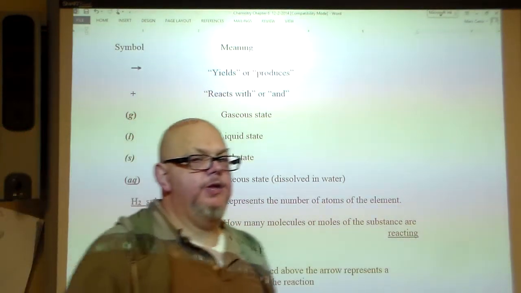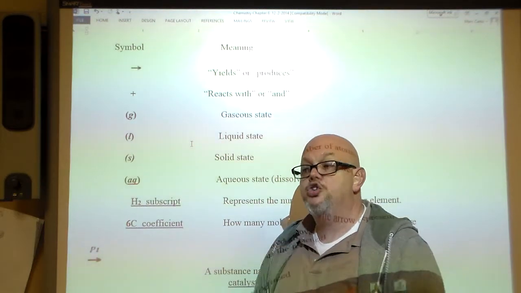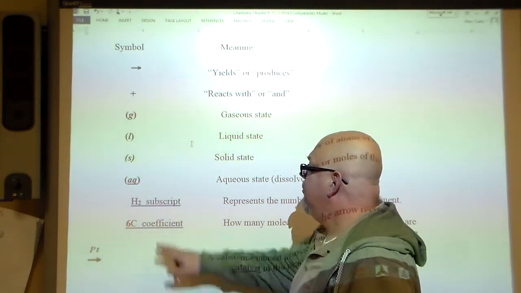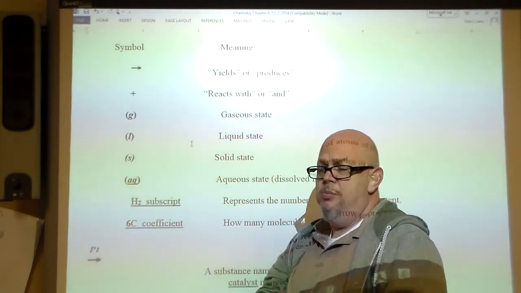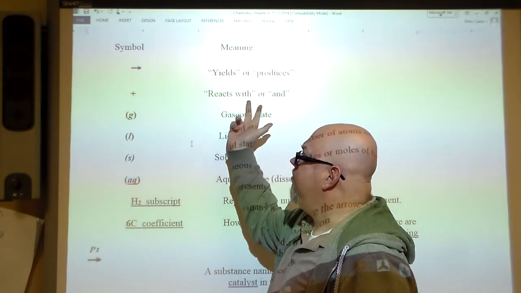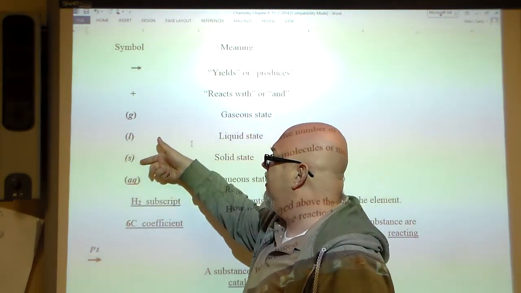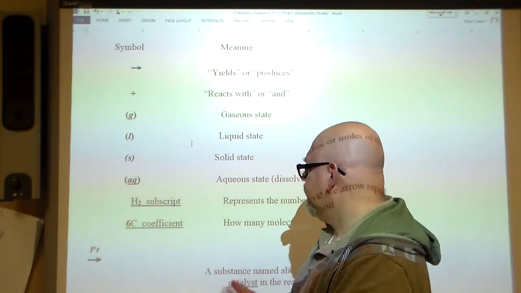Now, what about these symbols and what is it that they mean? Think of it as shorthand for writing up chemical equations. It's part of the punctuation. So there's different things that have different meanings. What would be really the most important ones? Well, the arrow, the plus, that would be kind of important. The G, the L, the S, and the AQ, those would be fairly important.